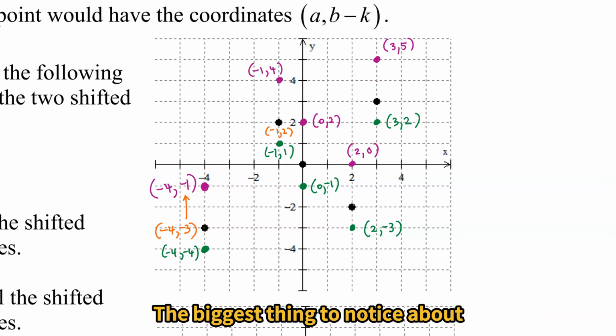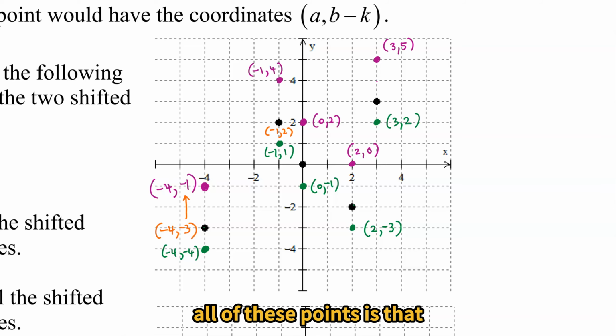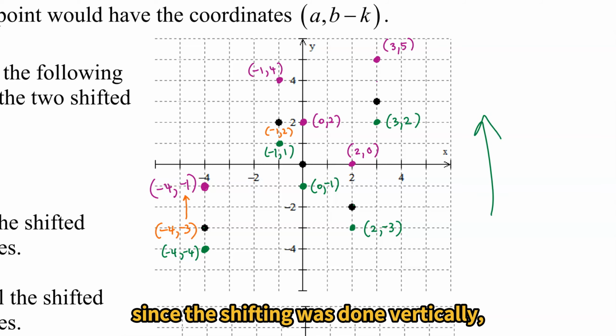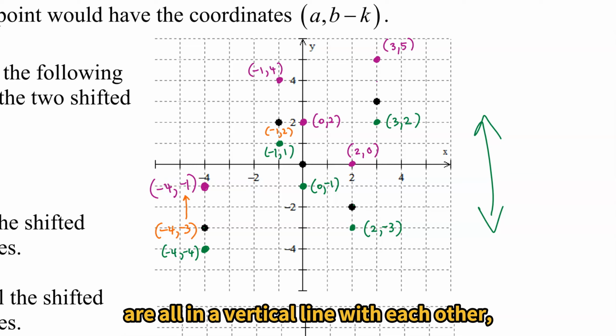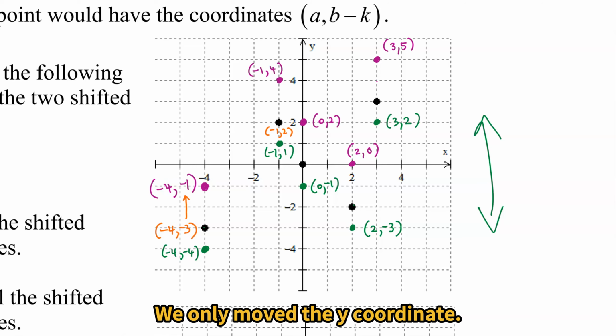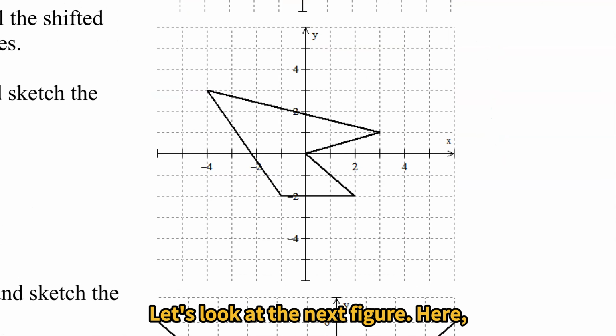The biggest thing to notice about all of these points is that since the shifting was done vertically, the point and its new images are all in a vertical line with each other, hence the vertical shifting. We only moved the y-coordinate. The x-coordinate stays the same. Let's look at the next figure.